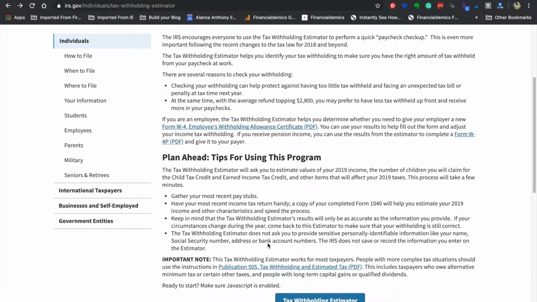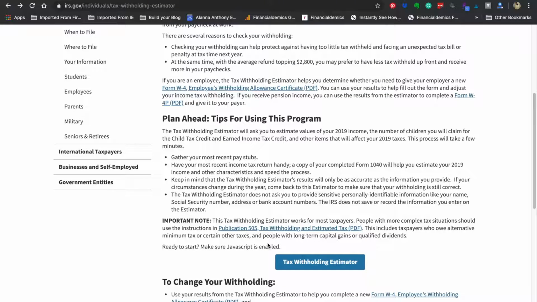Before you start using the tax withholding estimator, you need to grab your most recent pay stub. If you are married and you're filing jointly, you should also grab your spouse's pay stub, so ask them for that. And then also you want to make sure that you have a copy of your most recent tax return, especially if you itemize. If you don't itemize, which now with the changes in the tax law, most people are not able to itemize, then it may not be necessary, but just go ahead and grab it just in case.